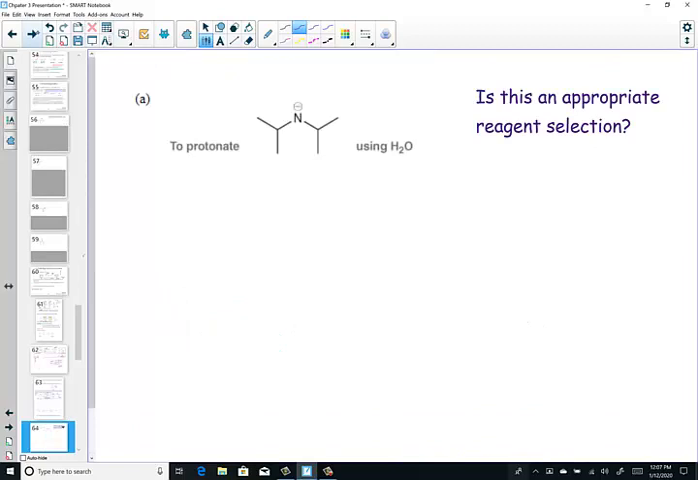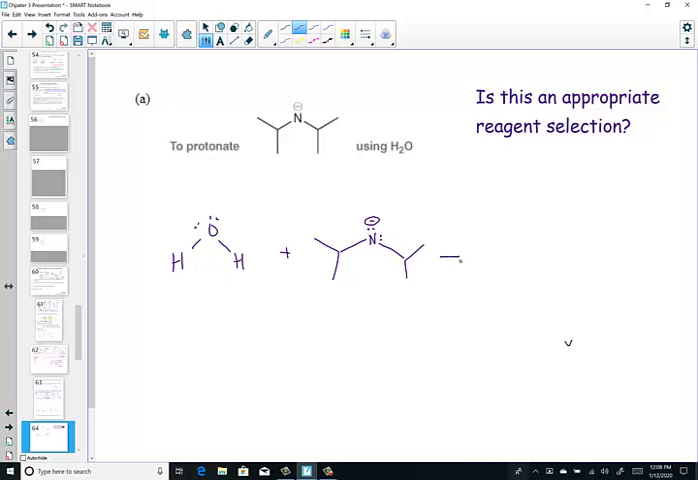Is this an appropriate reagent selection? All right, so here we have, let's say we're going to take some water, and I want to protonate this molecule that contains nitrogen, and you see how there's a negative charge? To have a negative charge, it actually has two sets of electrons, right? Nitrogen needs 3 bonds and 1 lone pair. So if it's negatively charged, it has 2 sets of dots and 2 bonds. It is 1 bond deficient.